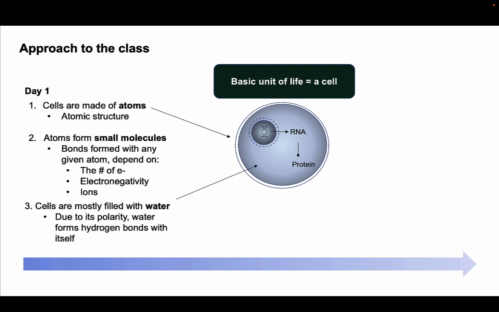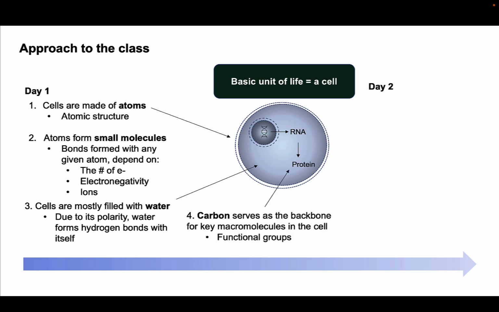We also talked about water. We talked about why it's important for early life, its organismal function, but also because cells are mostly filled with water. Due to the polarity of water, which is a function of its shape and its ability to form polar covalent bonds, water molecules form hydrogen bonds with each other. Finally, on day 1, we started talking about carbon-containing molecules. These are important for early life because carbon was abundant, and it can form 4 covalent bonds with other atoms. Carbon will be the backbone of the 4 major macromolecules: proteins, nucleic acids, carbohydrates, and lipids.